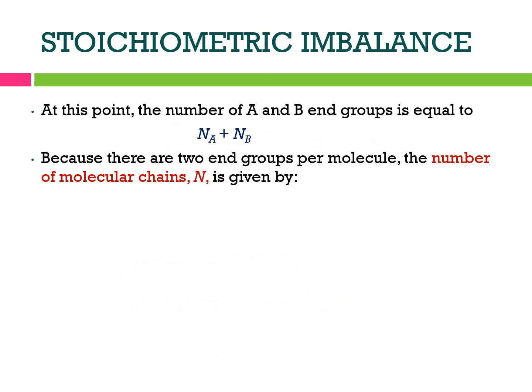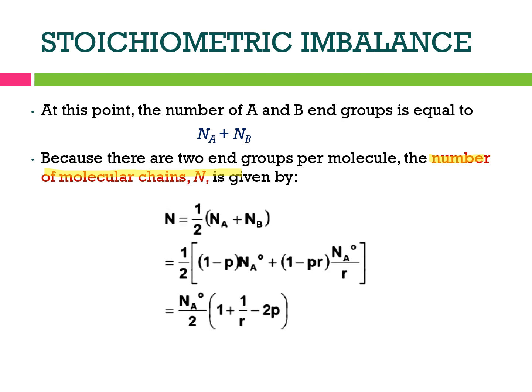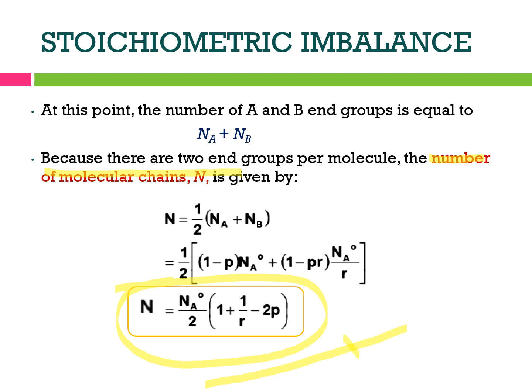Lastly, the number of molecular chains N of a stoichiometric imbalance polymerization can be calculated by using this formula, which is N equals the initial functional group A divided by 2 times (1 plus 1 over R minus 2P).